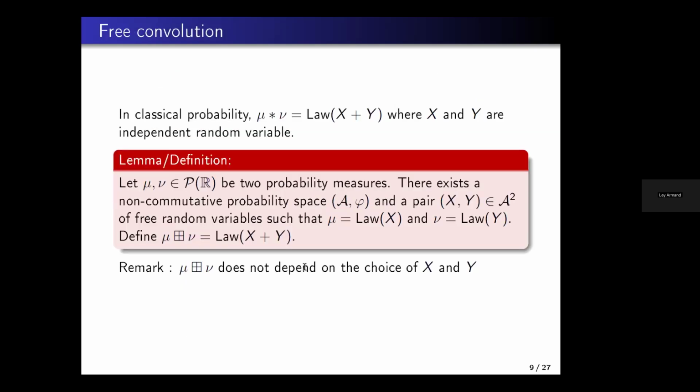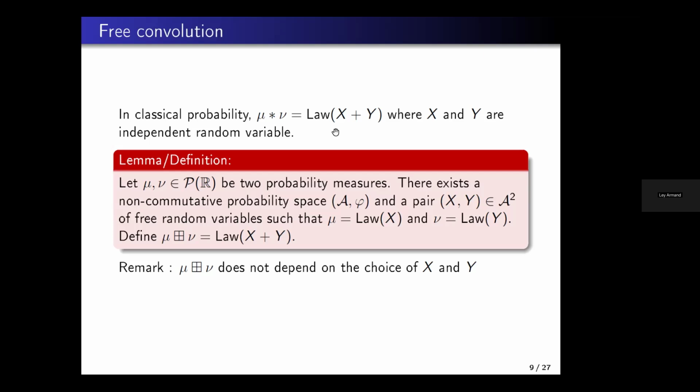For those who remember their probability lessons, you know that to define the convolution of two measures, you just take two random variables, and you say that the convolution of mu and nu is the law of the sum of these two random variables when they are independent, and x has law mu and y has law nu. This defines the convolution, and you can check that it doesn't depend on the particular realization of x and y.